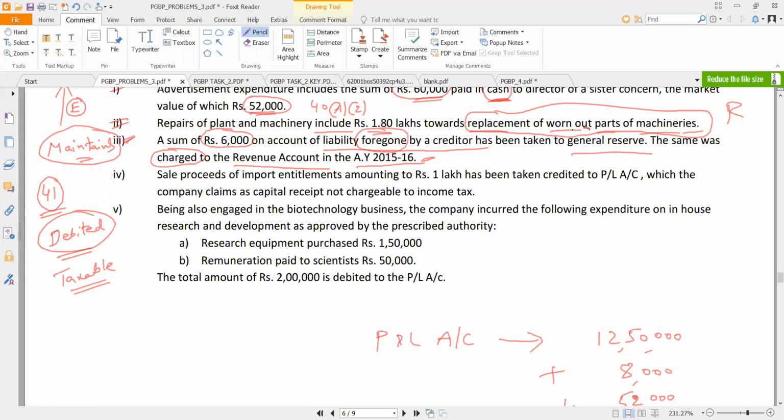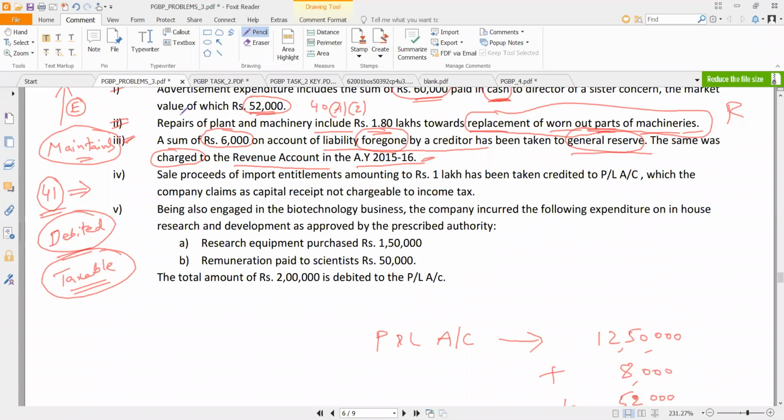Now, once that reversal happened, it is credited to general reserve. Is it a correct treatment? Can this gain be treated as general reserve? No, it cannot be treated as general reserve. It becomes a normal income. So it is deemed income as part of section 41.